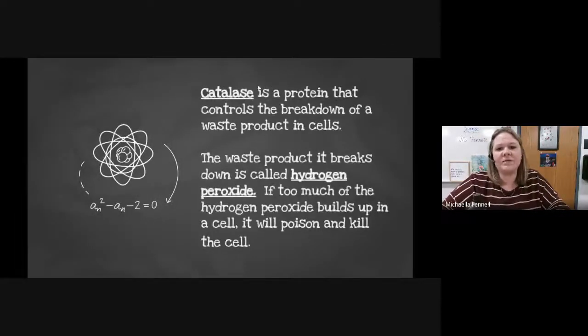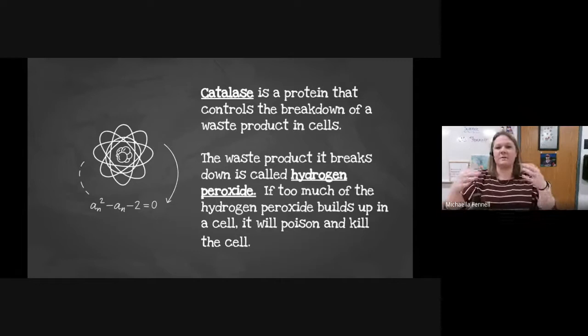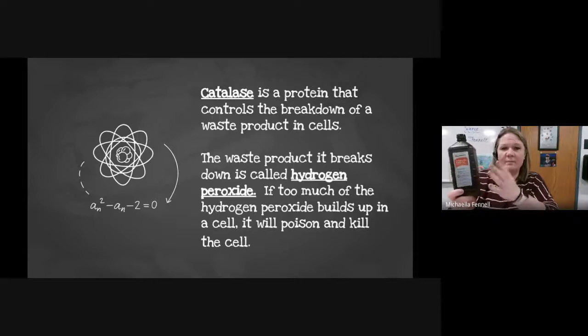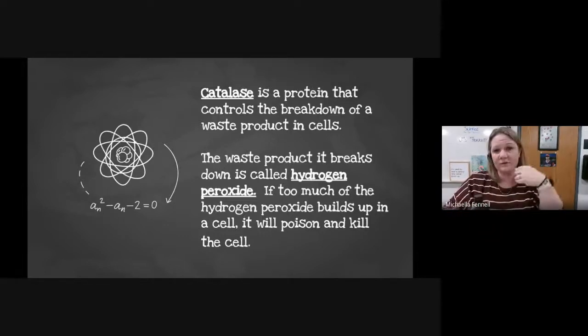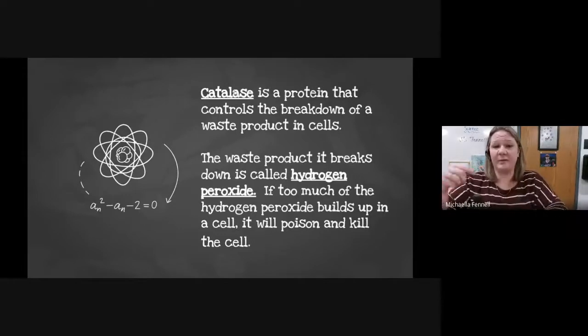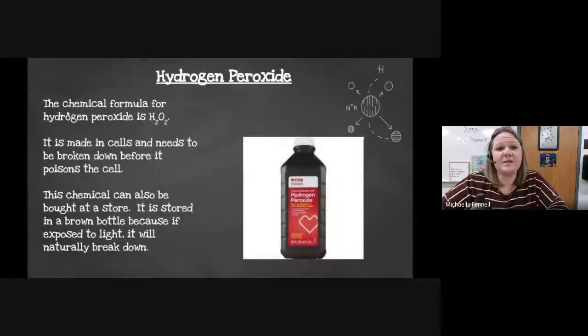Catalase is a protein that controls the breakdown of a waste product. As cells are doing all these chemical reactions, they produce waste products. One of the waste products is actually a chemical you might be familiar with outside of cells. It's called hydrogen peroxide. The job of catalase is to break down this waste product that builds up inside of cells. If too much of this hydrogen peroxide is left to build up in the cell, it will poison the cell and the cell will die. So we actually have a gene that makes the protein catalase that breaks down this poison inside of our cells, if that makes sense.